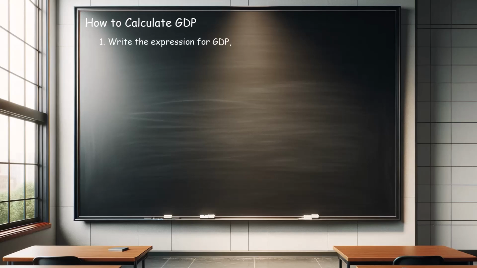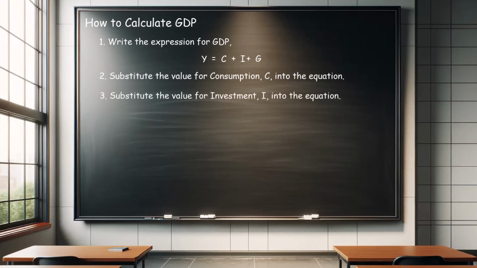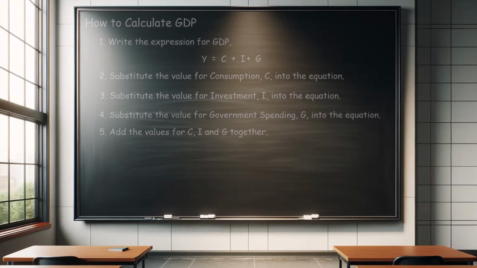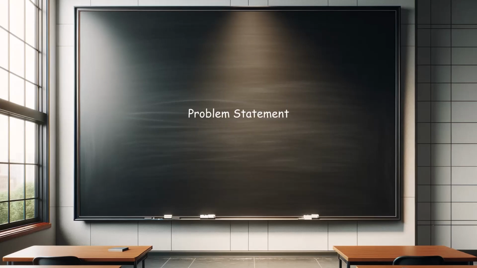1. Write the expression for GDP: Y equals consumption C plus investment I plus government spending G. 2. From the problem statement, substitute the value for consumption C into the equation. 3. From the problem statement, substitute the value for investment I into the equation. 4. From the problem statement, substitute the value for government spending G into the equation. 5. Add the values together. Now let's look at a typical problem statement.